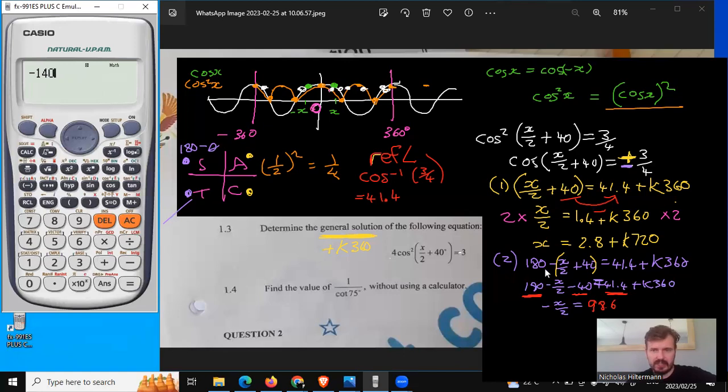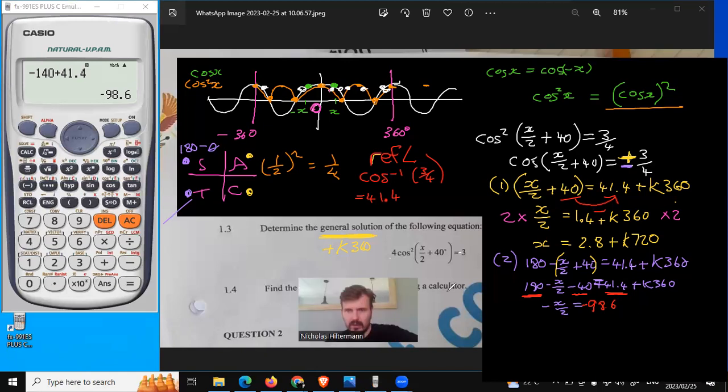So yeah, because once it jumps across, it becomes plus 41.4 minus 98.6. See, I made a mistake. But I use my calculator. Minus 98.6 plus K360.